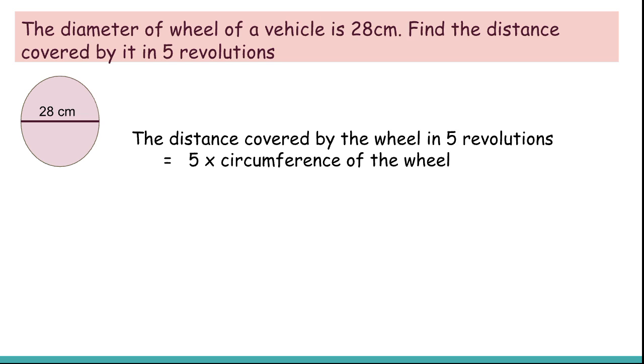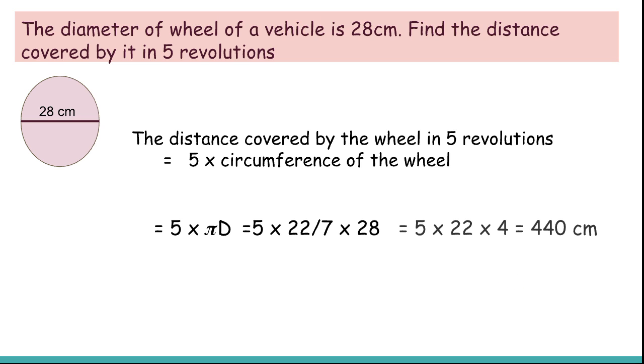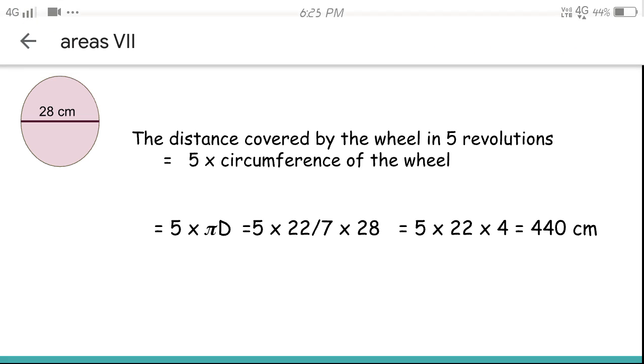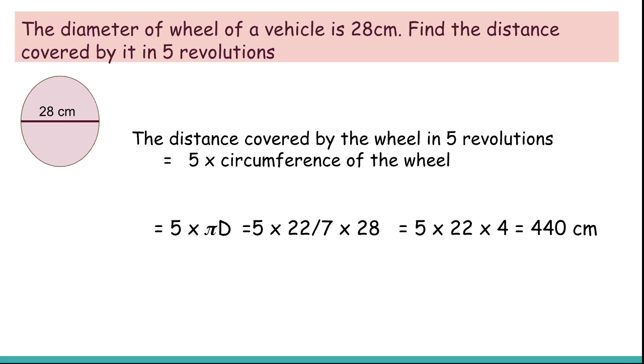Here 28 centimeters is the diameter, so we have to use the formula of circumference of the wheel when the diameter is given, which is equal to 5 into pi d. Taking the pi value as 22 by 7 and substituting it in the equation, we get 5 into 22 by 7 into 28. Here the diameter is 28 centimeters. Upon cancellation, 7 ones are 7, 7 fours are 28. So 5 into 22 into 4 is equal to 440 centimeters. So the distance covered by the wheel in 5 revolutions is equal to 440 centimeters.